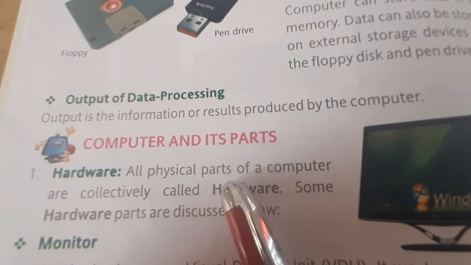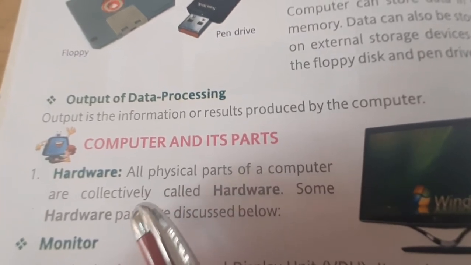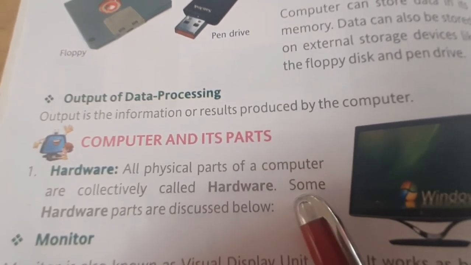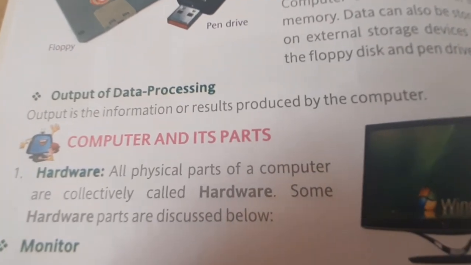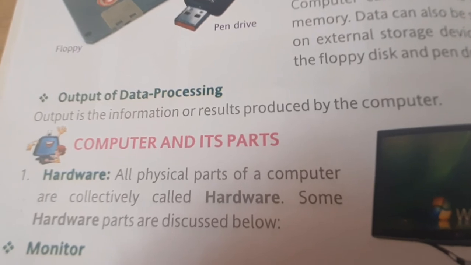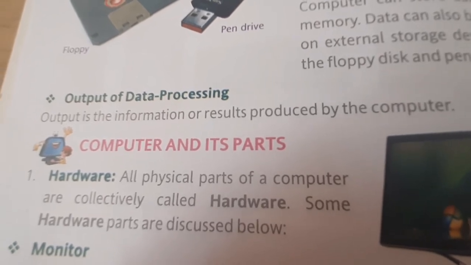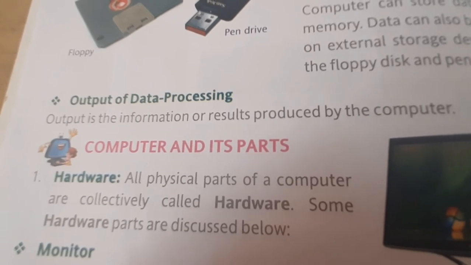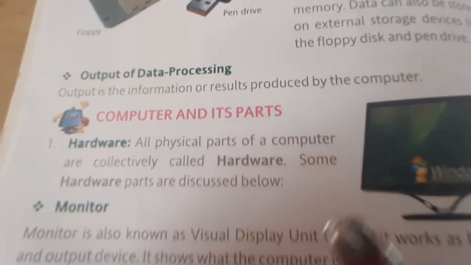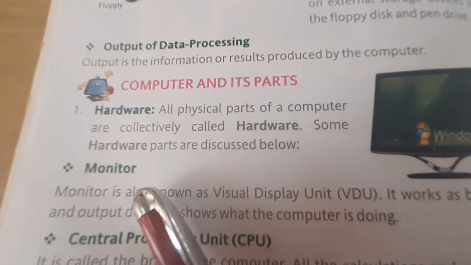Now computer and its part. First part is hardware. All physical parts of a computer are collectively called hardware. Means the physical parts are those parts which we can touch, which we can feel, which we can lift up, which we can take from one place to another. All those parts are hardware, and some of the hardware parts are monitor.